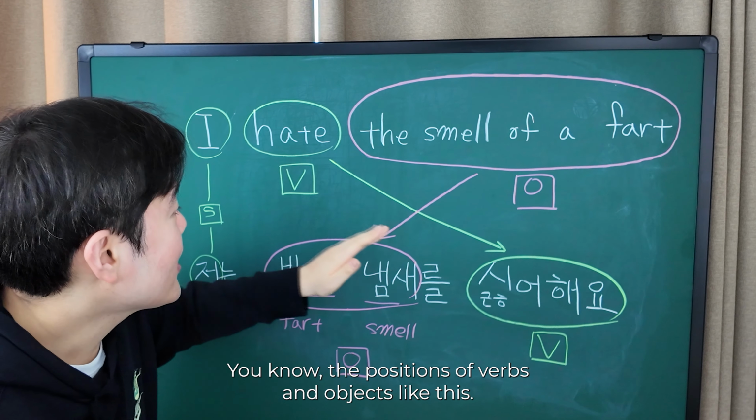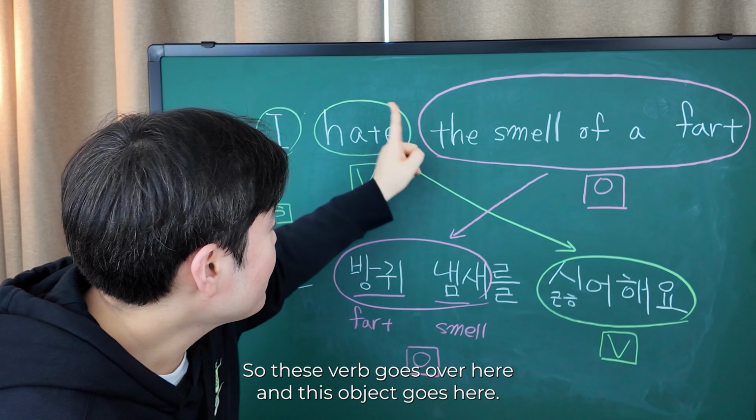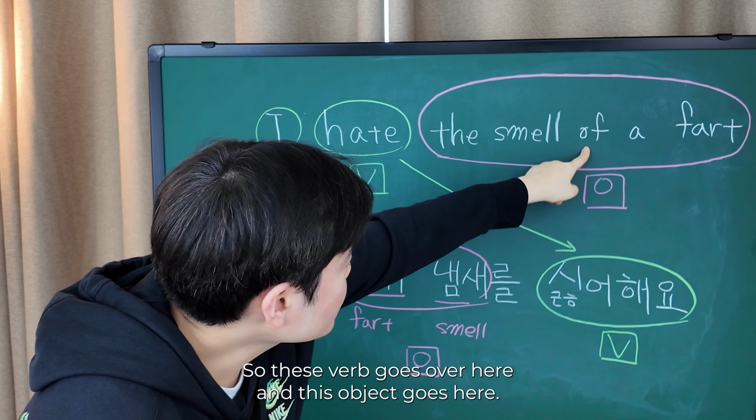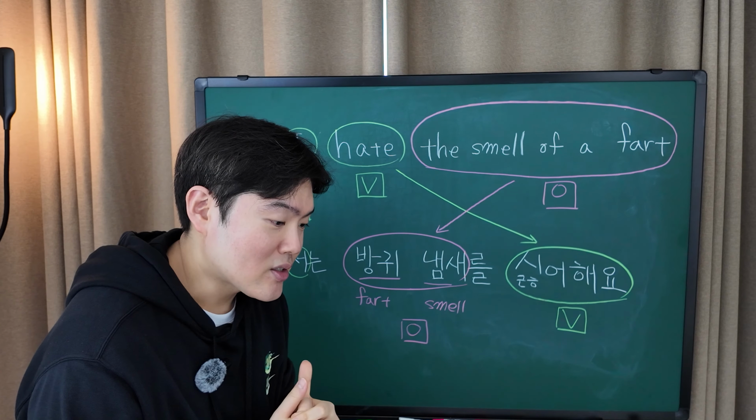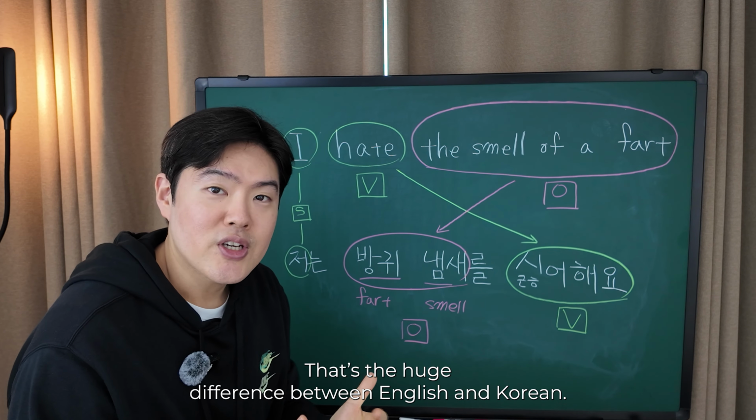And 방귀 means fart in Korean, and 냄새 means smell in Korean. So when you combine them together, it means fart smell. And 싫어해요 means to hate. So the verb goes over here, and the object goes here. That's the huge difference between English and Korean.